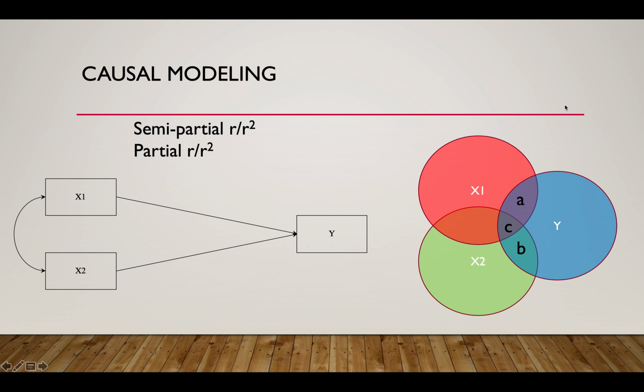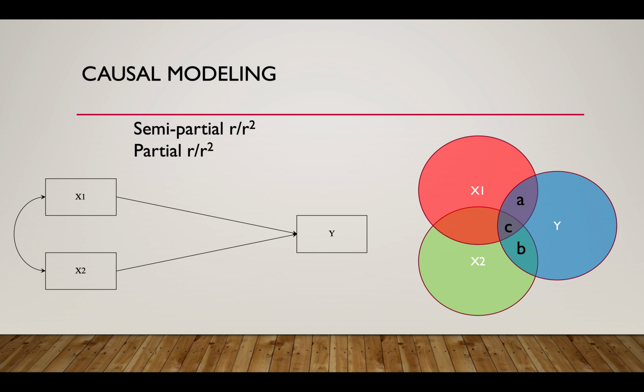The semi-partial r squared is the relationship between x1 and y controlling for the relationship between x1 and x2 right here, and only that. It's actually accounting for 100% of the variance in y as a function of a. And so you wind up having a correlation coefficient that is just this piece of the equation.